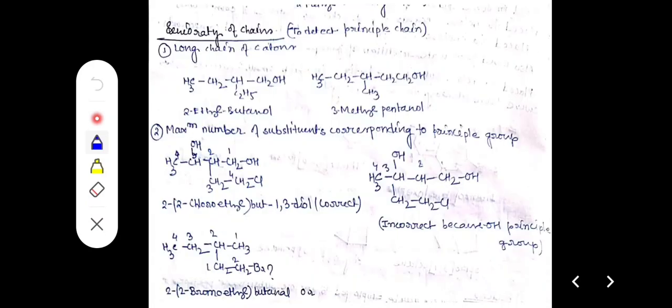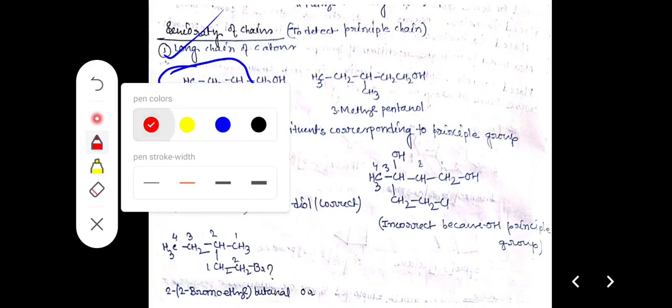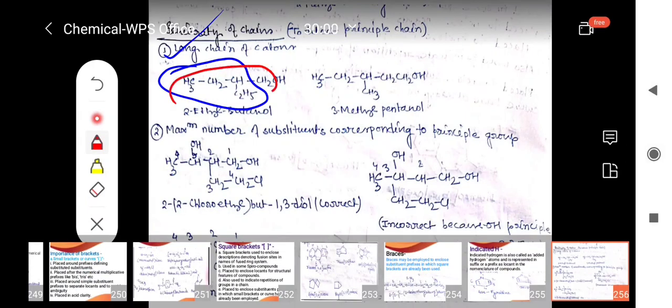Next one, seniority of chains. Seniority of chains means when many complex structures are given, how we consider which chain is preferable, which functional group is preferable, which ring is preferable, which term is preferable. So for this we have to consider seniority of chain to detect the principal chain. First one, long chain of carbon atoms. We have to consider the long chain of carbon atoms. If we consider this type of chain, and we also consider this type of chain also.